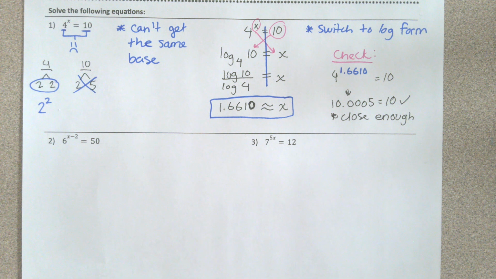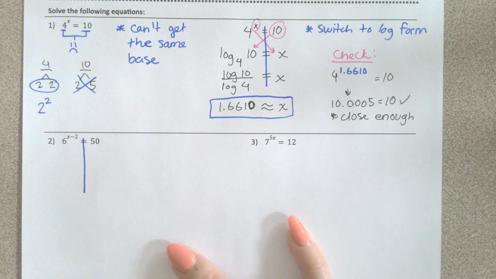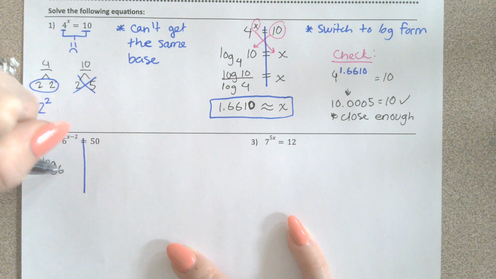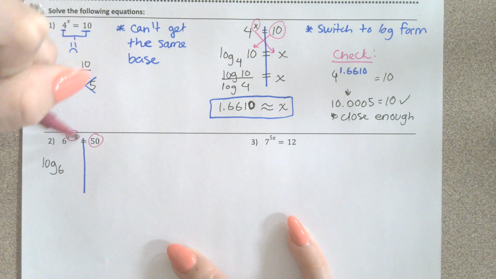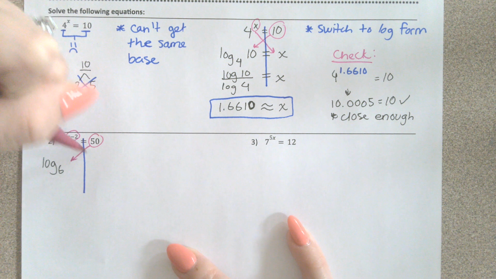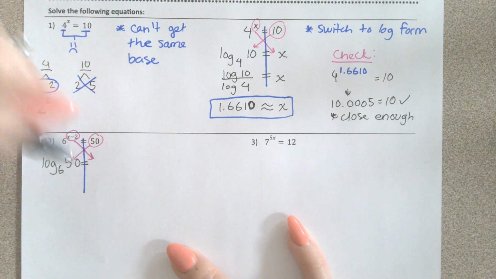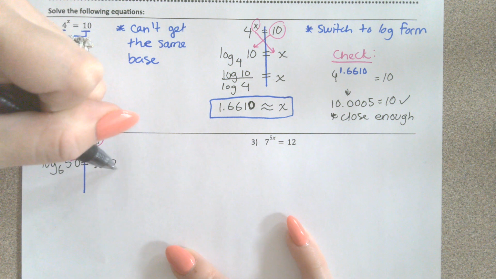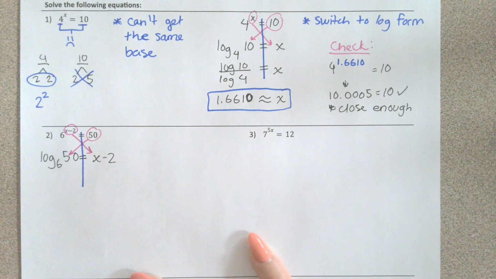And let's go ahead and switch the form. Base stays base, the other two switcheroo. So this is going to become a log. Log base 6, the other two switcheroo. 50 goes there, x minus 2 goes there. So log base 6 of 50 equals x minus 2.